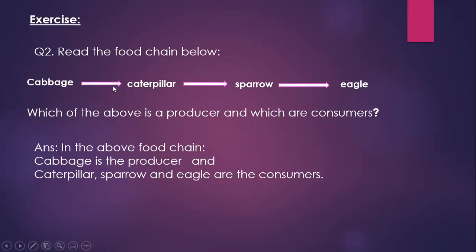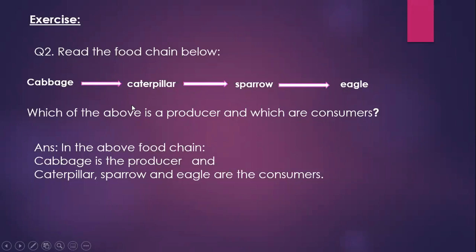Then caterpillar eats cabbage. Caterpillar cannot make its own food. Sparrow cannot make its own food. Eagle cannot make its own food. So it means, look, here is the answer. In the above food chain, cabbage is the producer. This is the part of the plant. So this is the producer. Cabbage is the producer, and caterpillar, sparrow, eagle are the consumers. These 3 parts of this food chain are the consumers. You have to write this question in your notebook.